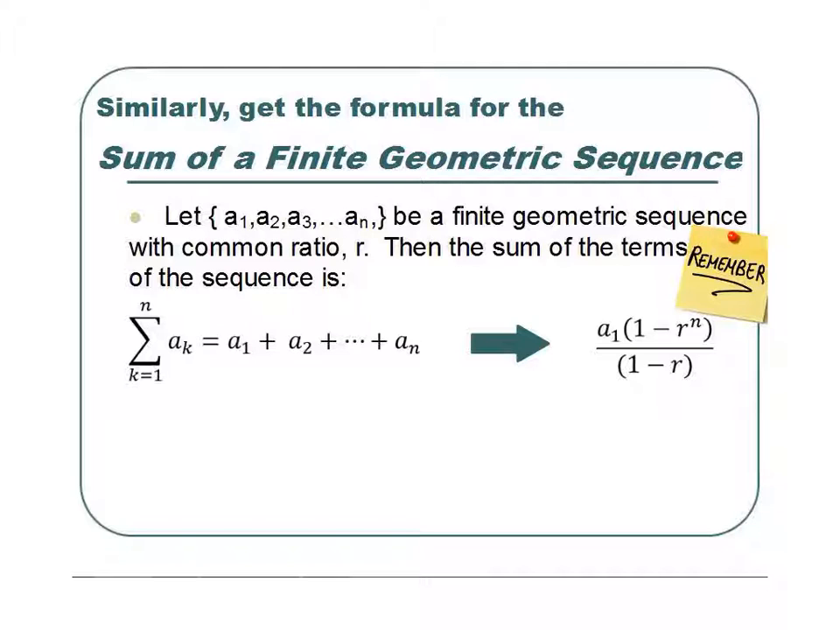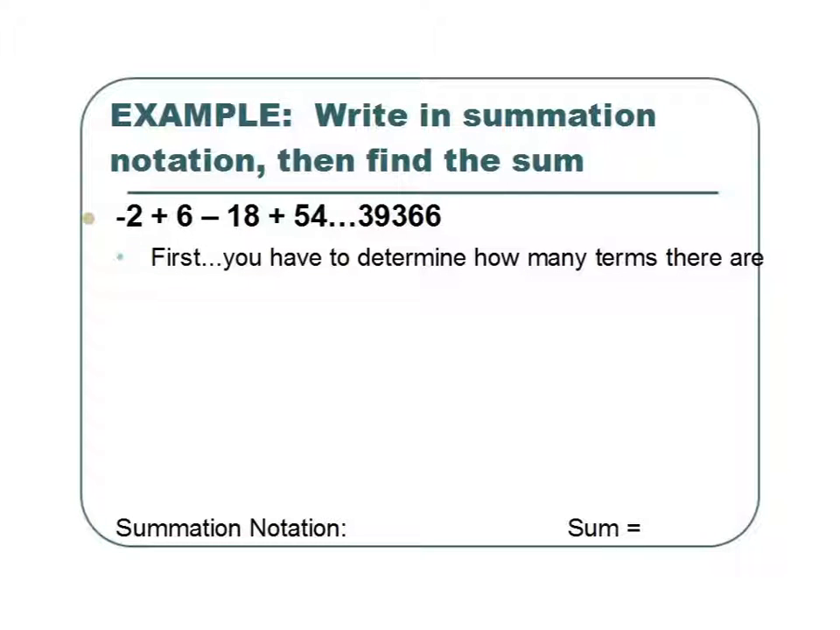Looking at this one, we've got several things that we still need to know before we can use it. We've got to know the first term, we've got to know the common ratio, we've got to know how many terms there are. Let's try one. Looking back at the previous page, look at that formula. You need to know the first term. We've got it. It's -2. We have to know the common ratio.